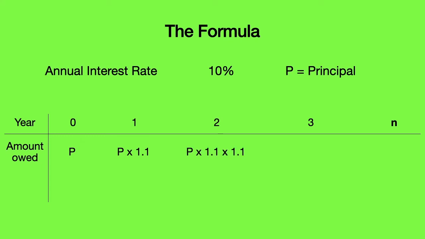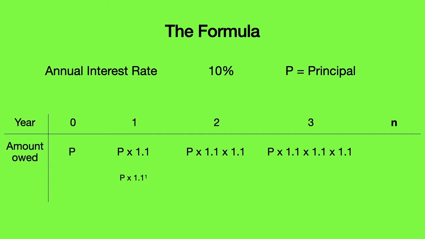And then after the second year, you're just going to times that by 1.1 again, but for the same reason. And then the third year, you're going to times that by 1.1 again. Now, obviously this gets a little bit complicated the further it goes on, but what you can do is start to see a pattern.